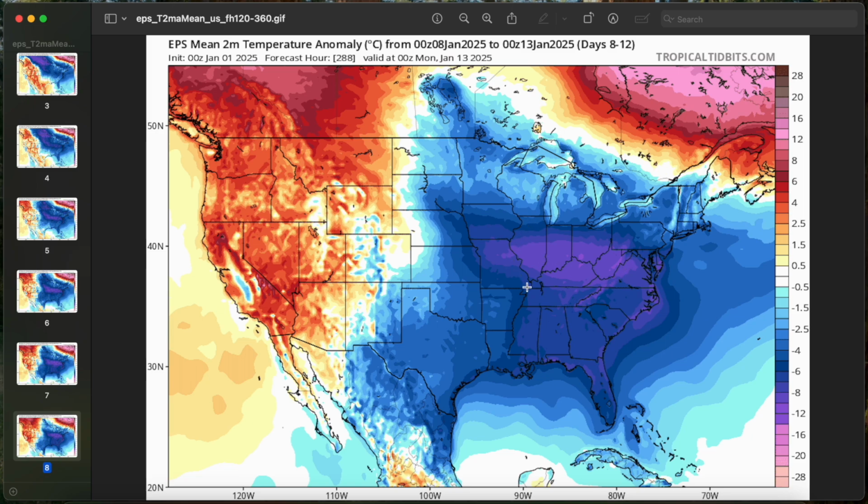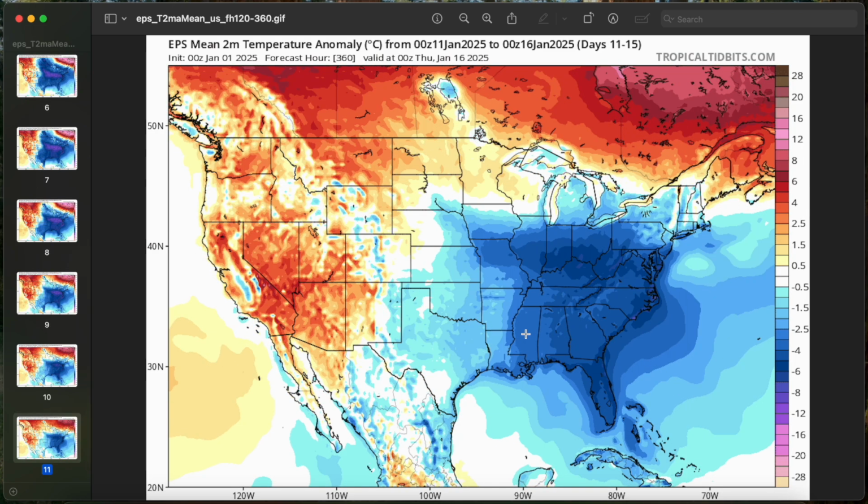Even towards January 13th, you still have a very cool air mass, very cold air mass across the eastern half of the United States. But if we go further, this will modify and we will start to see a slight warm up getting into the day 11 to 15 range, but still very much cooler than average, especially over parts of the Ohio River valleys and into the southeastern United States.